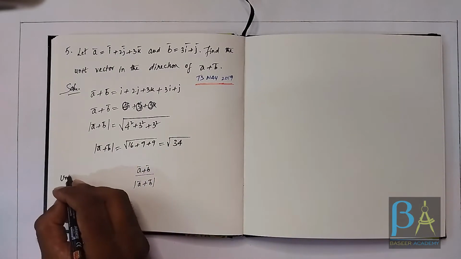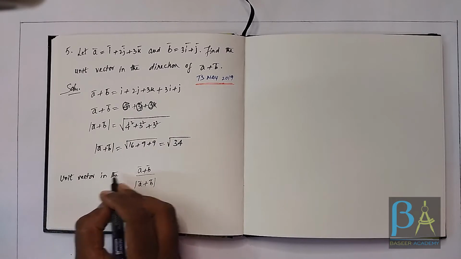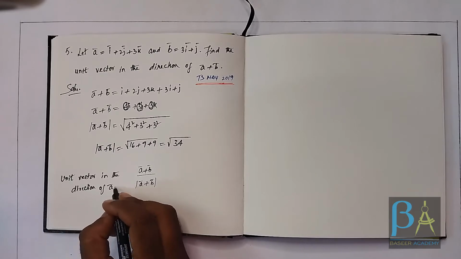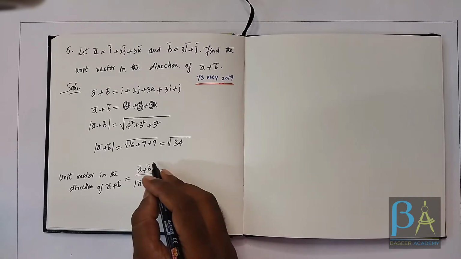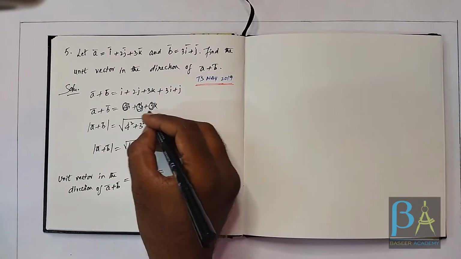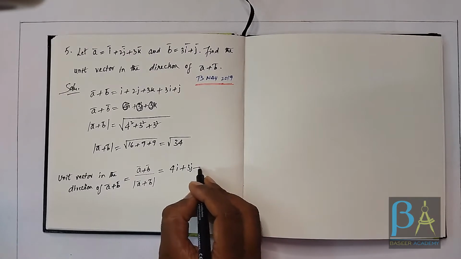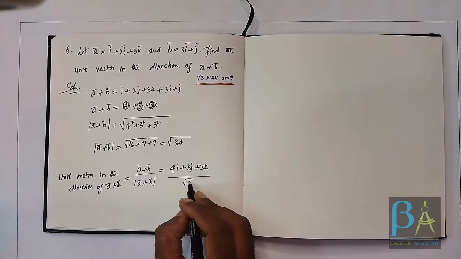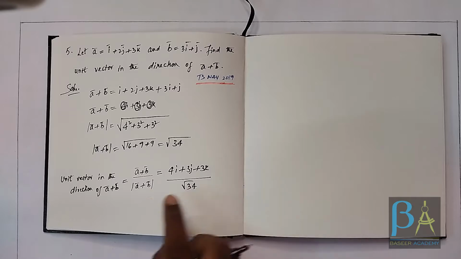So now the unit vector in the direction of A plus B is going to be A plus B by modulus of A plus B. What is A plus B here? A plus B is 4i plus 3j plus 3k, by modulus of A plus B, which is root 34. That's about it. This is the unit vector in the direction of A plus B.